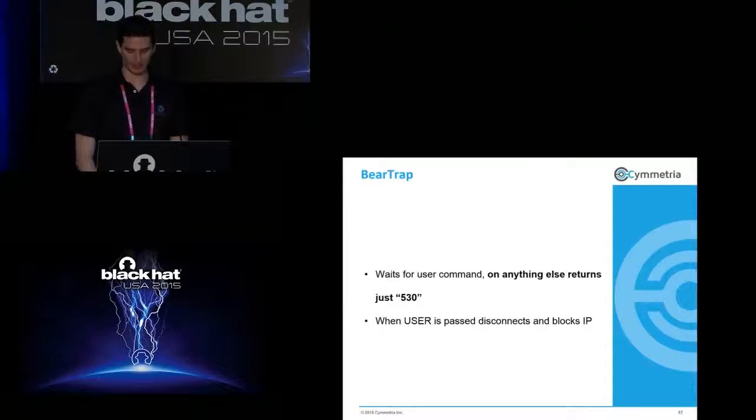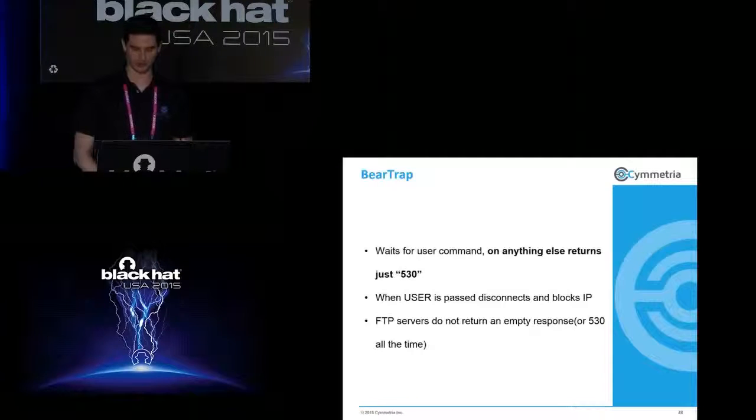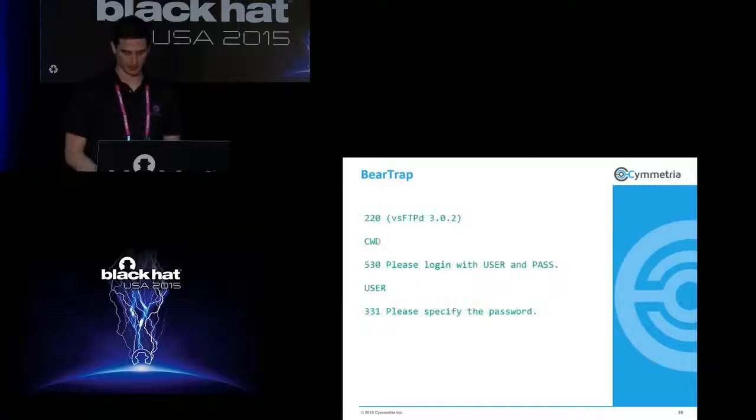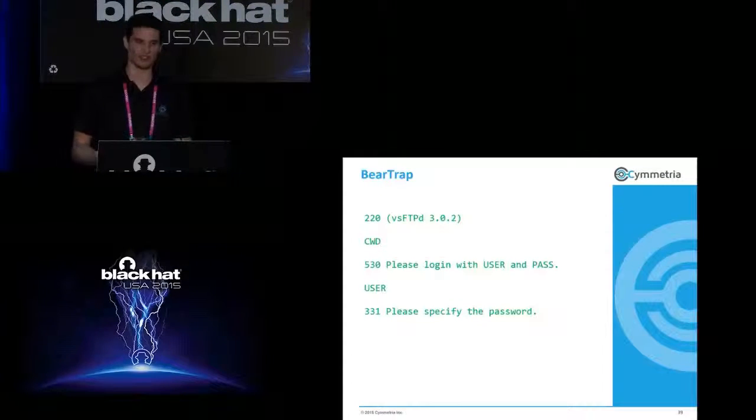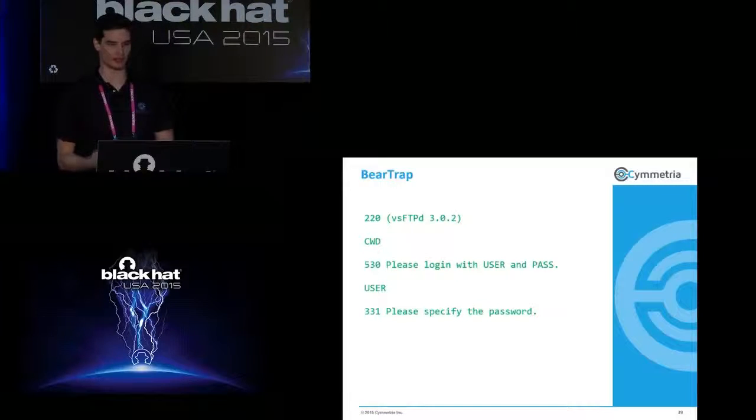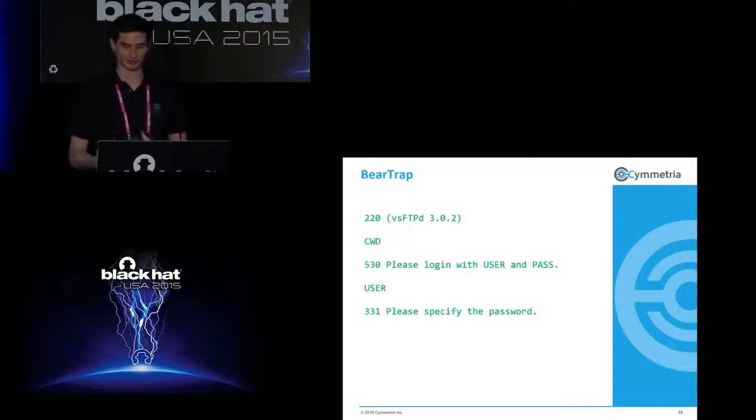And that's more interesting than just blocking random IPs, right? But that 530 problem is problematic because FTP servers don't behave that way, right? This is an example of VSFTP: if you try and run commands on it before the login, it gives you output saying please log in, and when you're trying to do the login with errors, it needs to specify what errors you're making. So by just giving out 530 all the time, it's by definition not a real FTP service, and that's how you can detect Bear Trap, right?